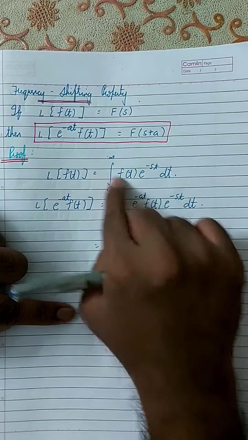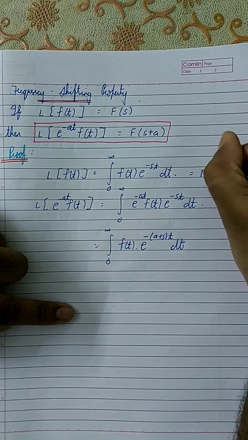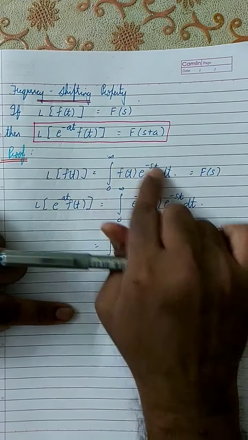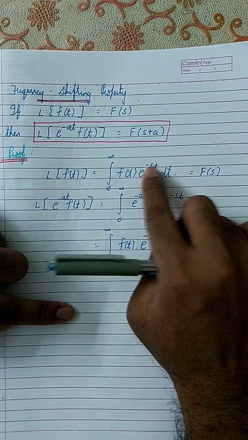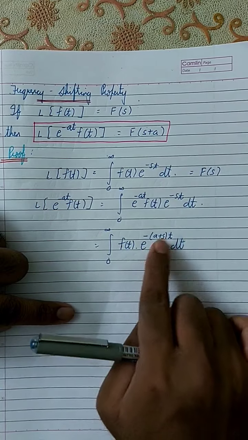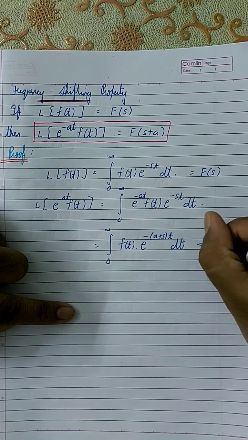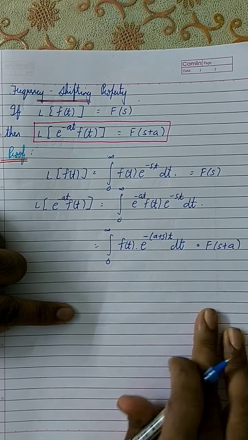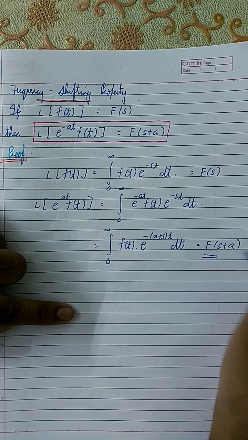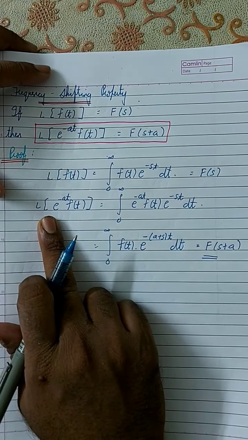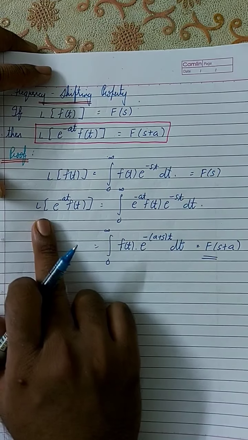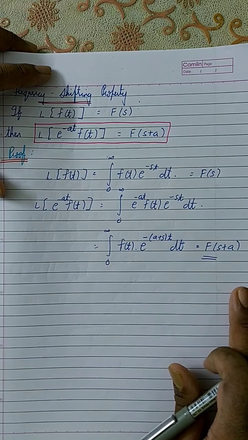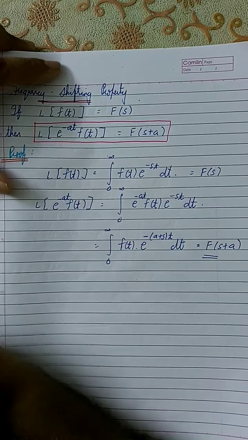Just like how we say this is F of s, which means it's a function of s, and s is over here. But look over here, this is a function of a plus s. So this can be written as F of a plus s, or F of s plus a. So this is how we write the equation. Therefore, the Laplace transform of e raised to minus at f of t is capital F of s plus a.